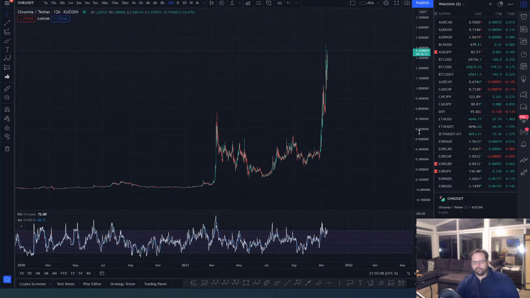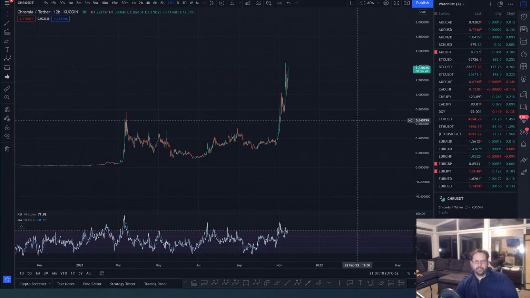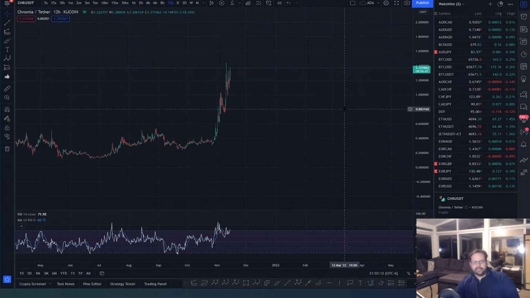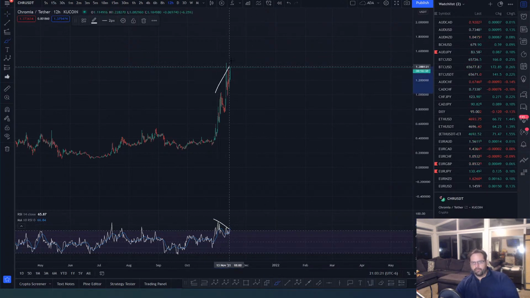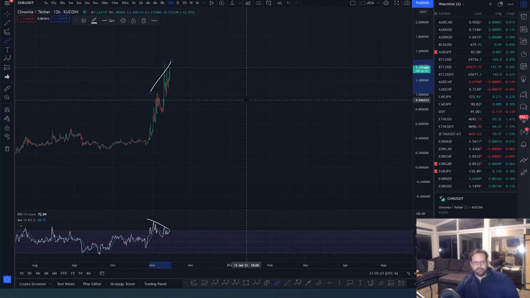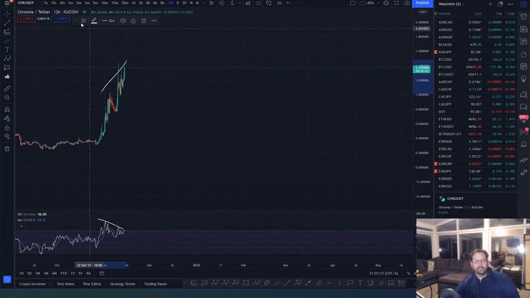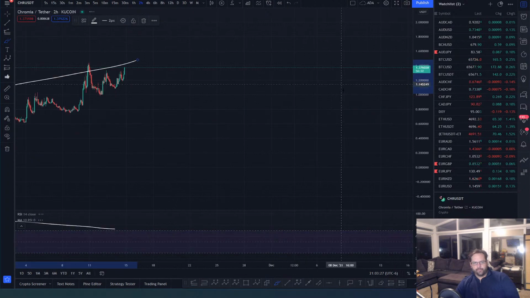Found it. Oh, nice pumpy chart. The first thing I see on the chart here is the bearish divergence right here on the 12-hour, right there. I see bearish divergence. That's the first thing that jumps out at me when I zoom in on this on the 2-hour chart.